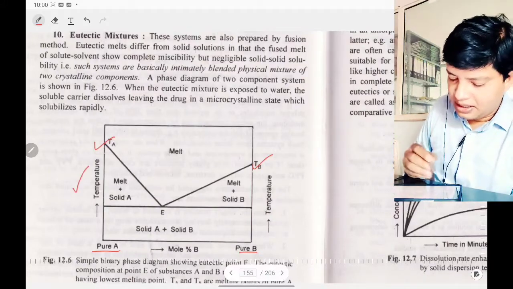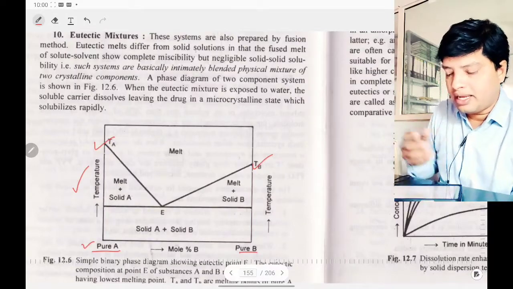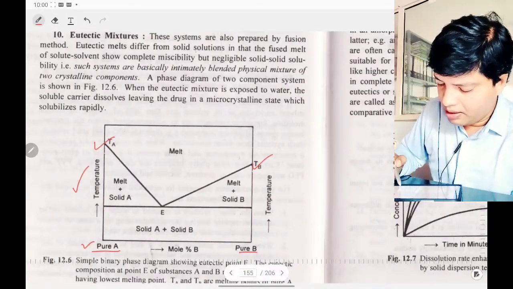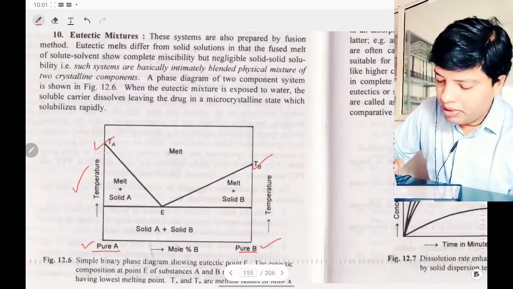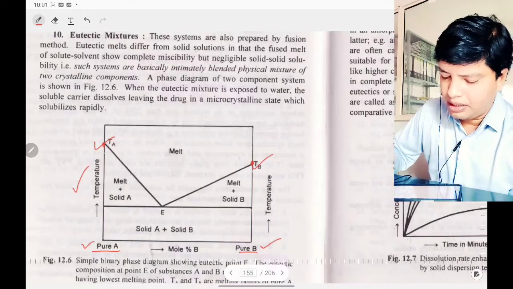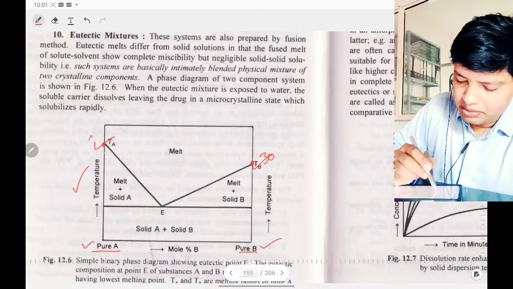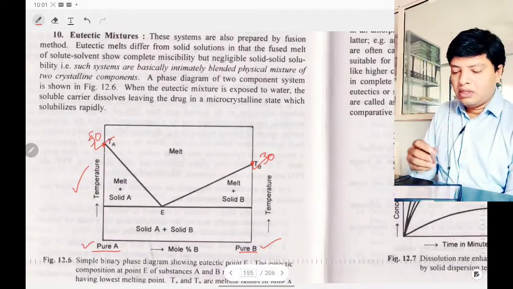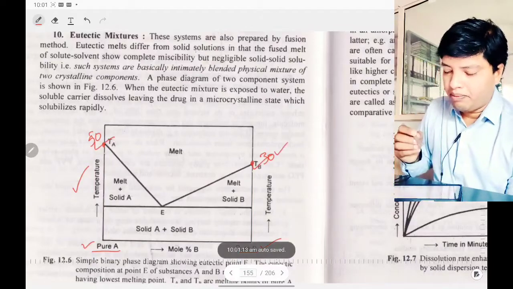On the x axis, at the left side I have pure A molecule, that is drug A, and on the right-hand side I have pure drug B. They have their own melting points here. See here, TA and TB are their melting points. Let's assume this has 30 degrees, and this has 50 degrees. So pure A has a 50 degree melting point, pure B has a 30 degree melting point.